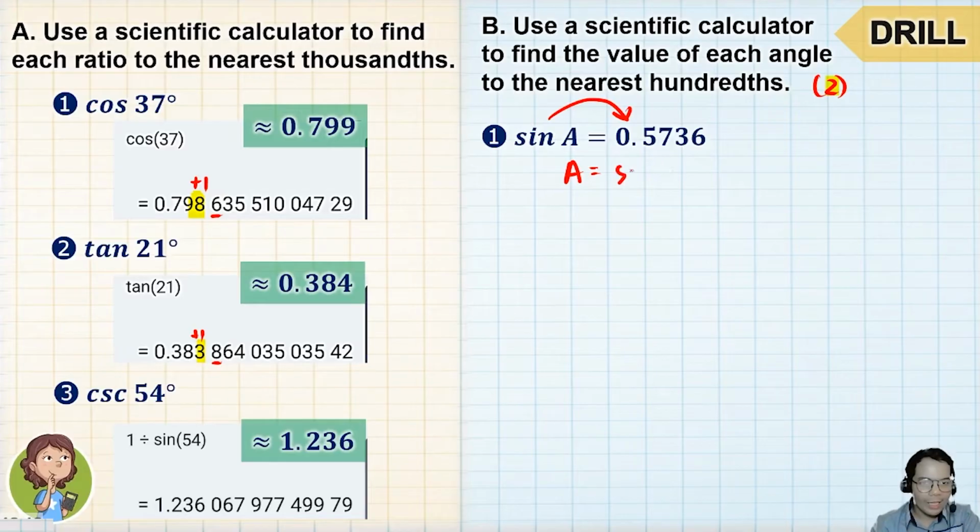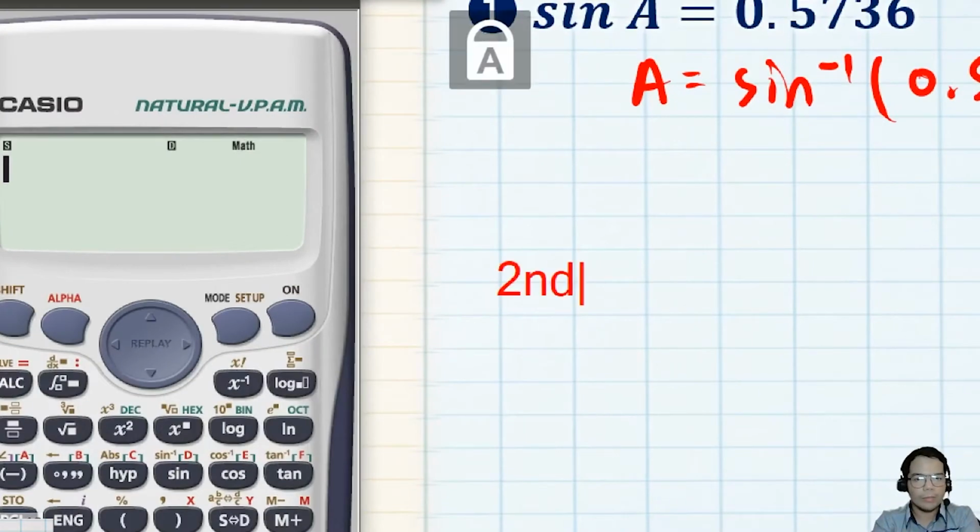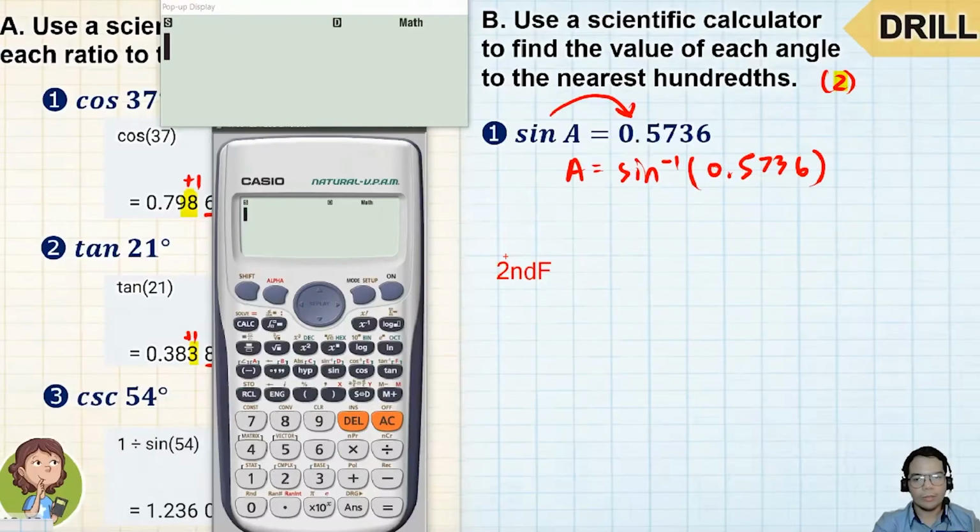Ayan, ito yung kailangan natin mapalabas sa scientific calculator natin: sine raised to negative 1 of 0.5736. So, how do we have that on our scientific calculator? Sabi nga ni Liz, you have to press shift, or from other calculators, pwede yung second F. I think yung para sa iba, ito yung ginagamit nila, yung may second tapos may F na function. Minsan kasi hindi shift yung pindutan.